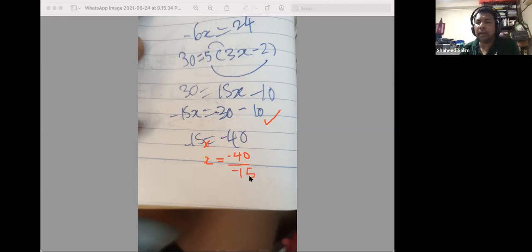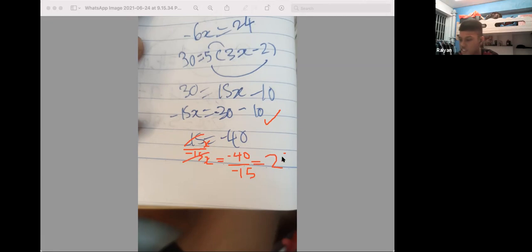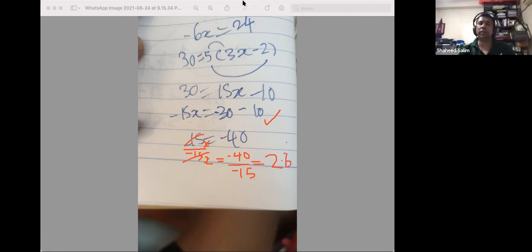Correct? I think you took 15 divided by 40. Remember, down here, you want to get rid of the 15, you must divide by negative 15. So you must also divide by negative 15 here, or you bring it over under and divide. So your answer will be 2.66666. Is it true? Yeah. Okay.